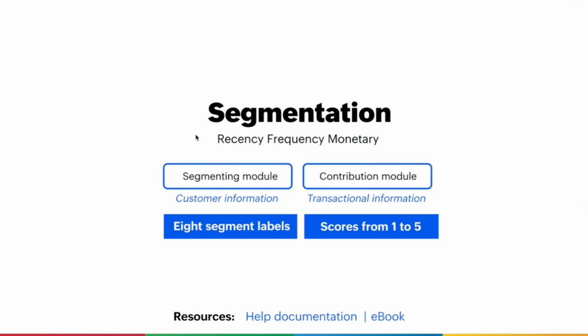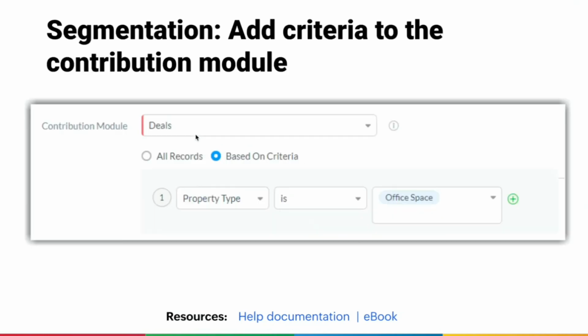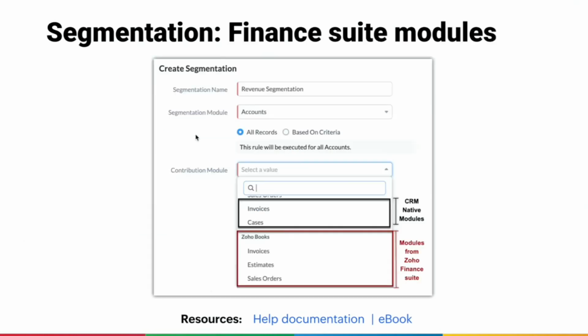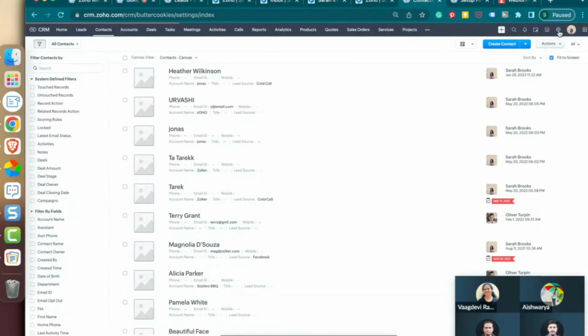We are going to be looking at 2 new enhancements. We have added a new criteria to the contribution module. What the contribution module is, what a segmentation module is, we'll all be looking at in the demonstration. I'm just taking you through the enhancements, and as I demonstrate, it will be easy for you to relate. The next enhancement we'll be looking at is the modules that we are bringing in from the Zoho Finance Suite. So let's get into the demonstration.